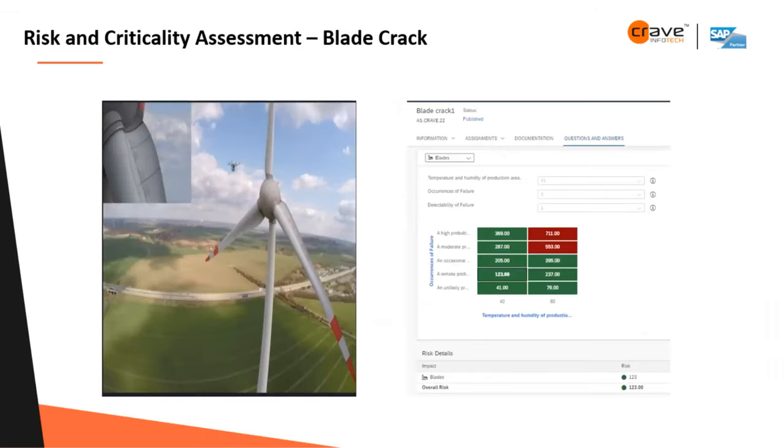Yeah. There is a risk. This is one of the real-time examples in wind turbines. When they observe a crack on the blade, they have to analyze the risk and criticality of that crack. And for that, we have already done the failure mode. We have a failure mode for blade, and we have different questionnaires attached to that.